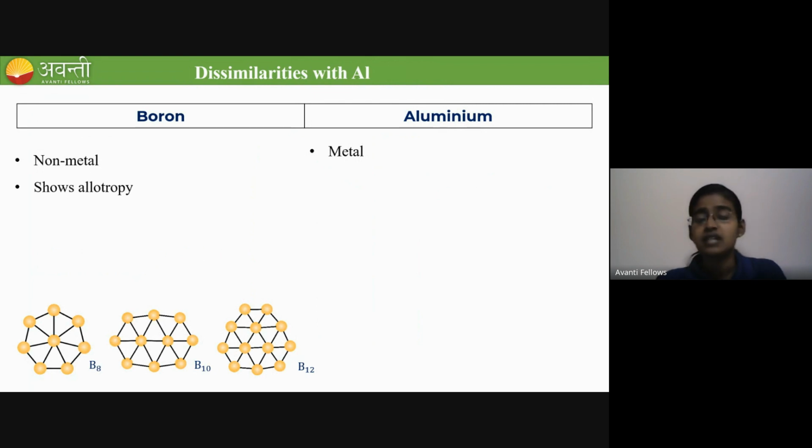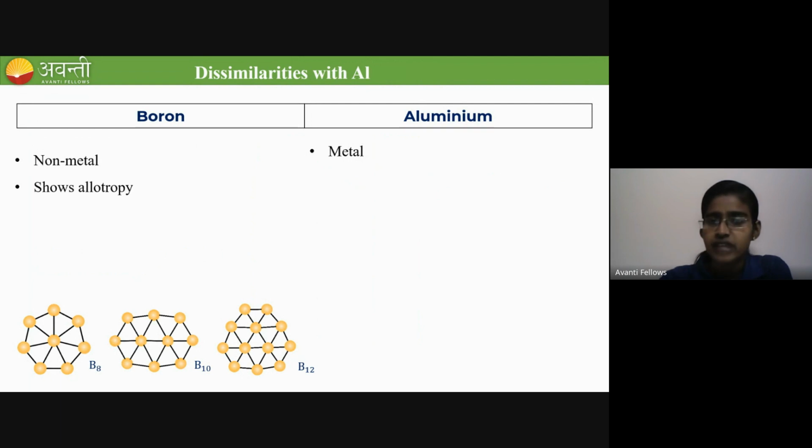Like carbon has allotropism, right? Carbon has three allotropes: one is graphite, another is diamond, and the other is fullerene. In graphite, all the carbon atoms are in a hexagonal form and they form a sheet-like structure.